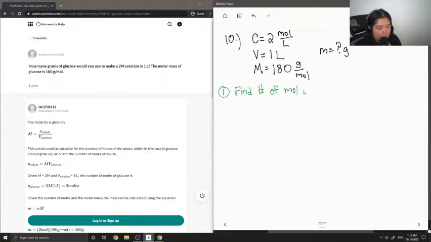And the first thing we need to do is find the number of moles in the solution. Step 1, find number of moles, also known as N. Okay, so to find the number of moles, first they gave us concentration and volume. So we know that concentration is equal to the number of moles divided by volume. So I am going to rearrange this equation so that we're solving for number of moles. So it's just going to be concentration times volume.